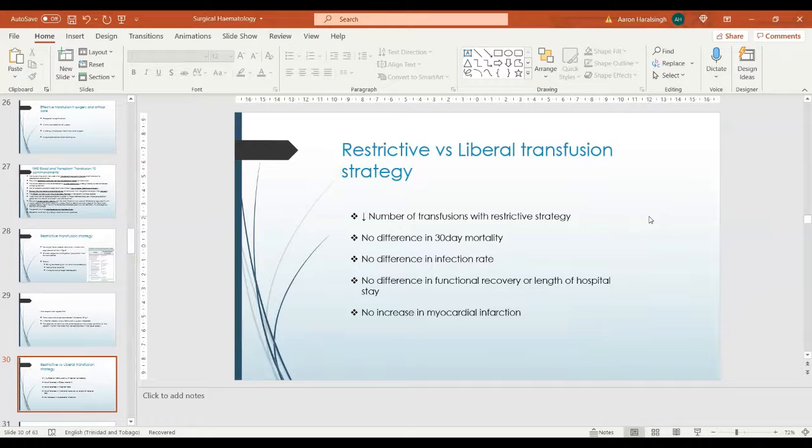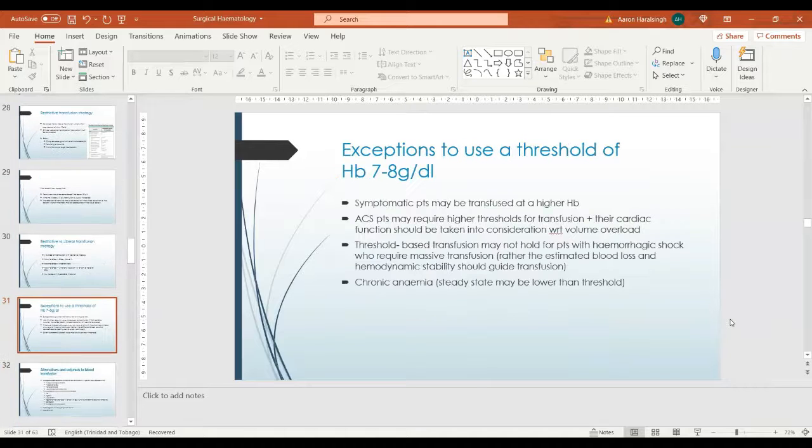Some of the advantages of a restrictive transfusion strategy is that it decreases the number of transfusions required. There's no difference in 30-day mortality when comparing the two. There's no difference in infection rates when comparing the two. There's no difference in the functional recovery or the length of hospital stay when comparing those two. And very importantly, no increase in the risk of myocardial infarction with a restrictive transfusion strategy. So this is to say that it is safe, and also that it is effective.